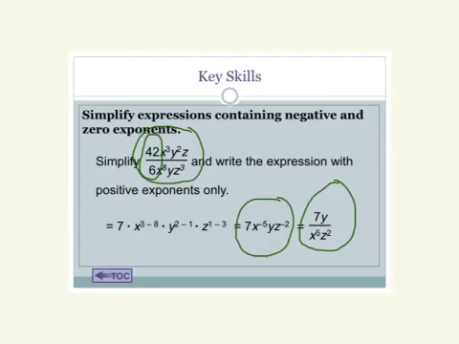Now might be a good time to pause this and make sure you have this example down in your notes. It's a good example because it makes us utilize several of the properties that we've learned here in Chapter 8.